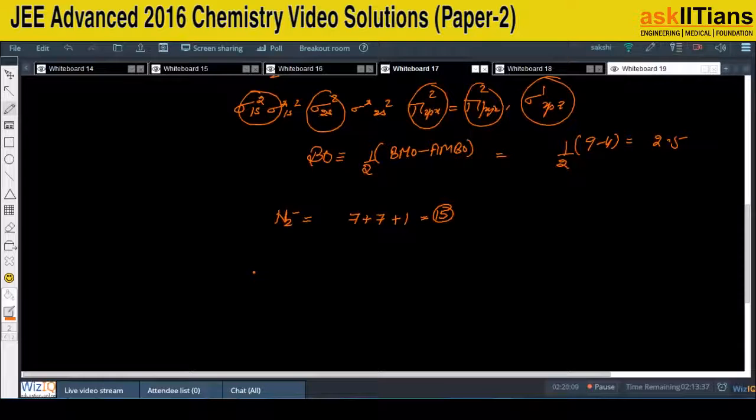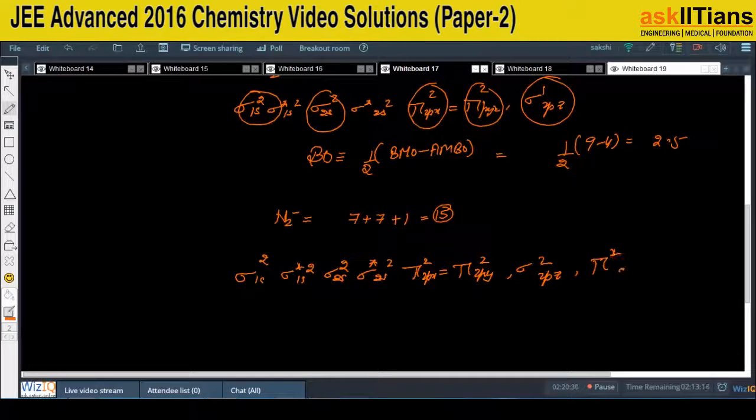So the energy diagram that will be followed is sigma 1s2, sigma star 1s2, sigma 2s2, sigma star 2s2, pi 2px2, which will be equal to pi 2py2. So again we can say sigma 2pz2, then you have pi star 2px, which will be equal to pi star 2py, and this will be 1 in this case. So any one of the two will get filled up.